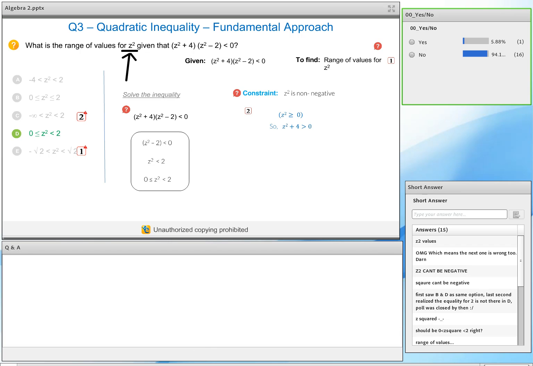So in what scenario would the product be less than 0? If one is negative and the other is positive. Now, z squared plus 4 can never be a negative number, right? This will always be a positive number. So the only number that can be negative between the two is z squared minus 2. Z squared minus 2 is less than 0. Z squared is less than 2. And this is the range that you get for z squared, which is choice D. So very, very straightforward question.